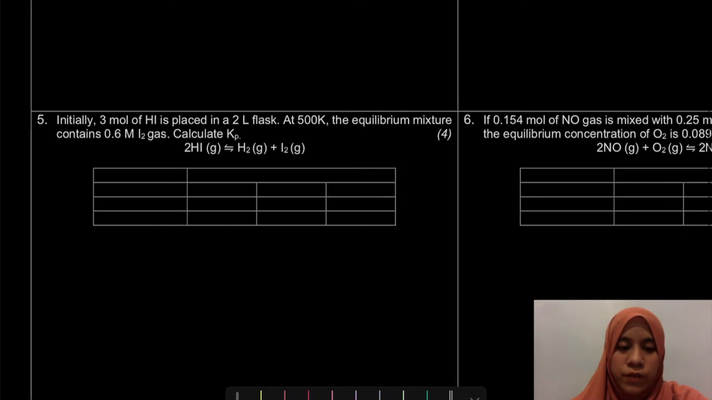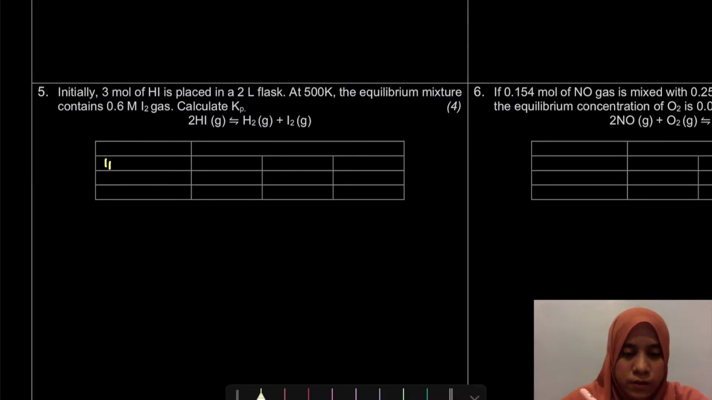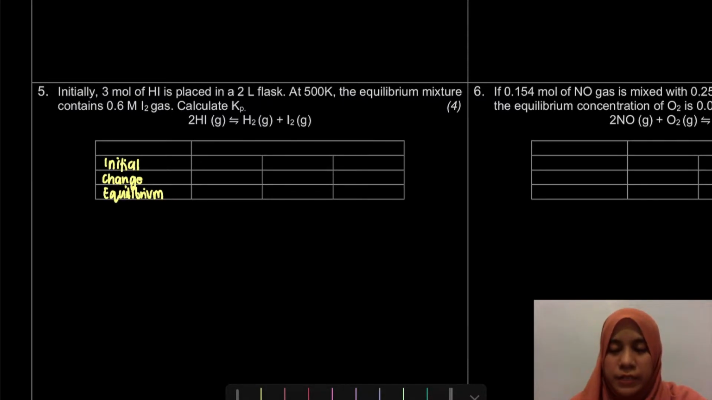So here, for example, number 5, it mentioned that initially 3 mole of HI is placed in a 2-liter flask. At 500 K, the equilibrium mixture contains 0.6 molar I2 gas. So calculate Kp. So again, we're going to use our ice table. And remember that for the ice table, you also have to write down your equation.